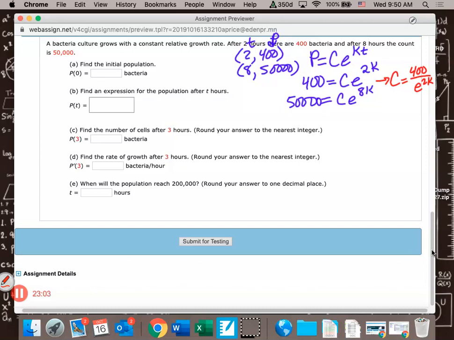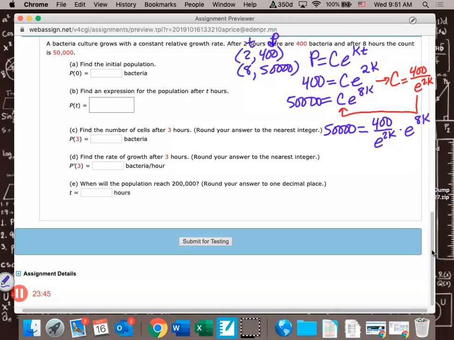Okay, go do that. We'll see you in a little bit. Smile big. All right. So, whenever you're in this class and you have a system of equations, usually the easiest way to solve is with substitution. So I'm solving for c in my first equation, and then I'm going to plug that in for c in the second equation. So I get 50,000 equals 400 over e to the 2k times e to the 8k.